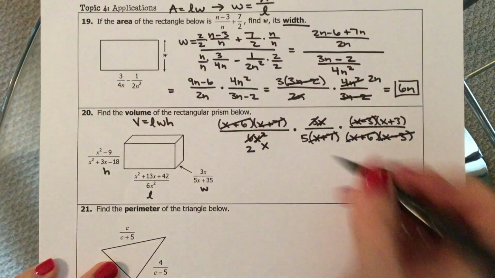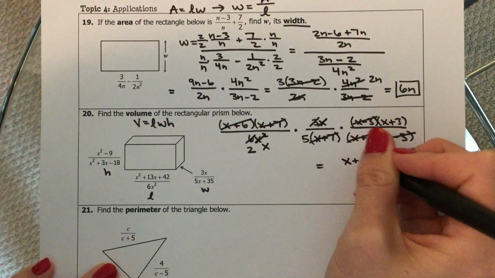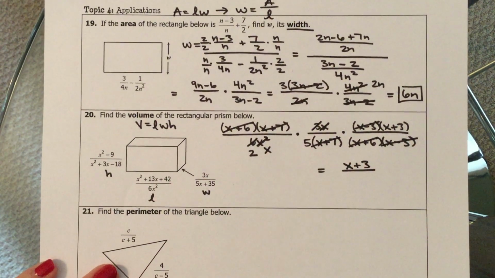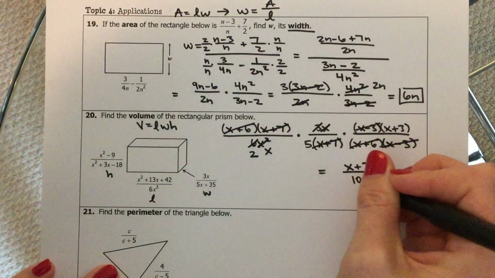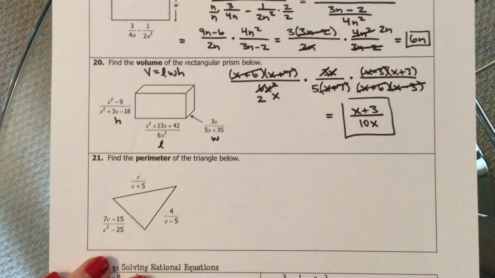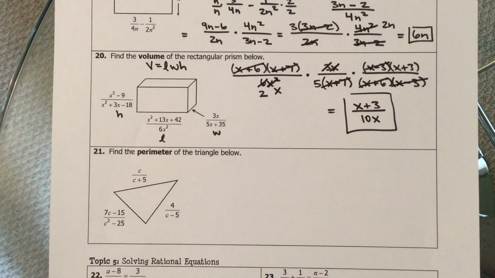Okay, so look across the numerator. We have an x plus 3 left over. And then the denominator, we have a 2, an x, and a 5. So that would be a 10x. Remember, nothing can happen with those x's because you can't just take a piece of the binomial without the whole thing.